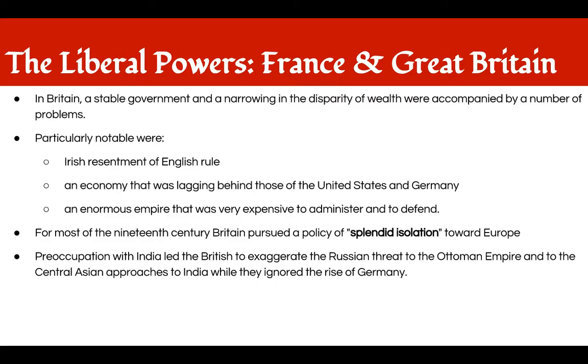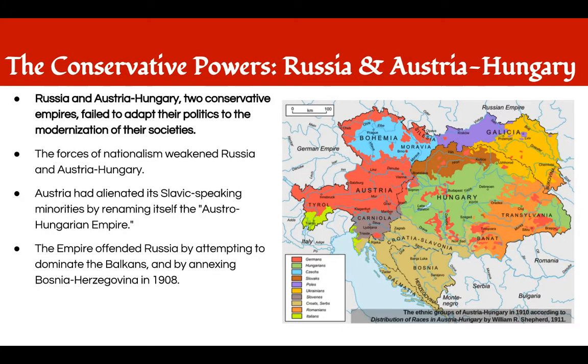For most of the 19th century, Britain pursued a policy of what's called splendid isolation toward Europe. They were really preoccupied with what was going on in India. They were preoccupied with what they saw as the Russian threat to the Ottoman Empire, and so this took up most of their time, and they pretty much just ignored the rise of Germany, which is going to lead, of course, to problems down the line in World War One.